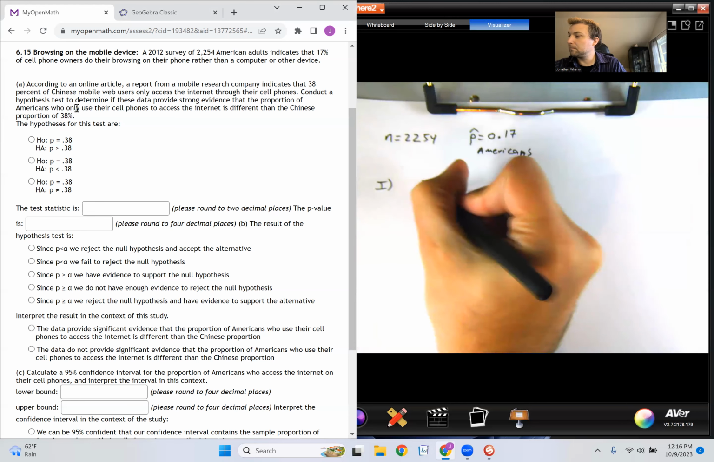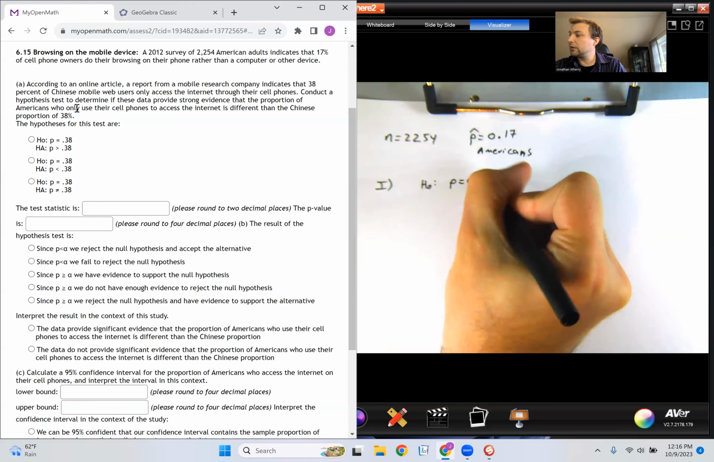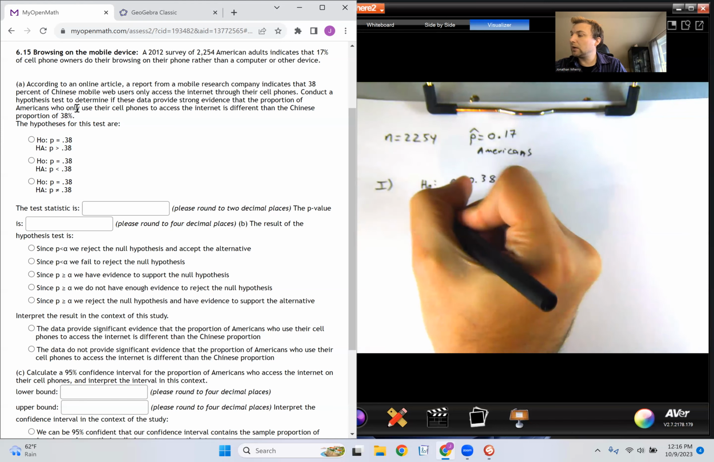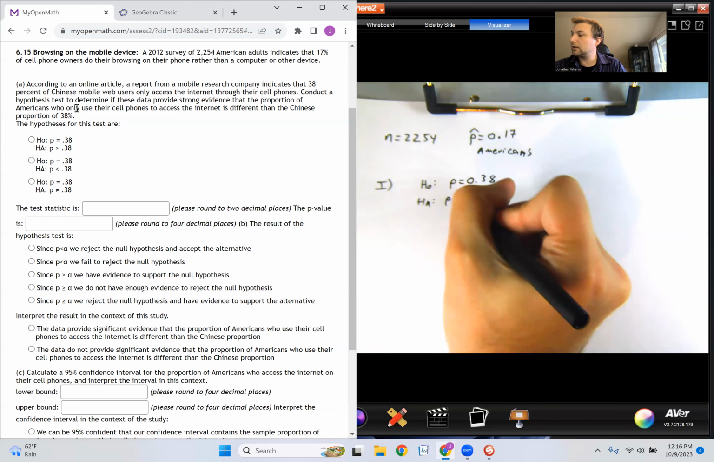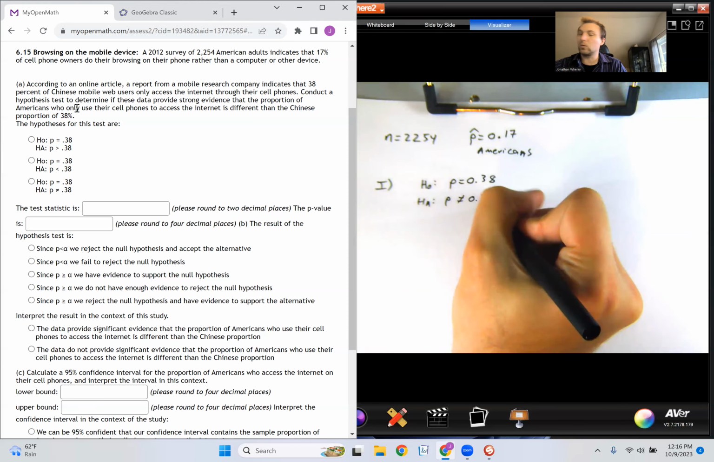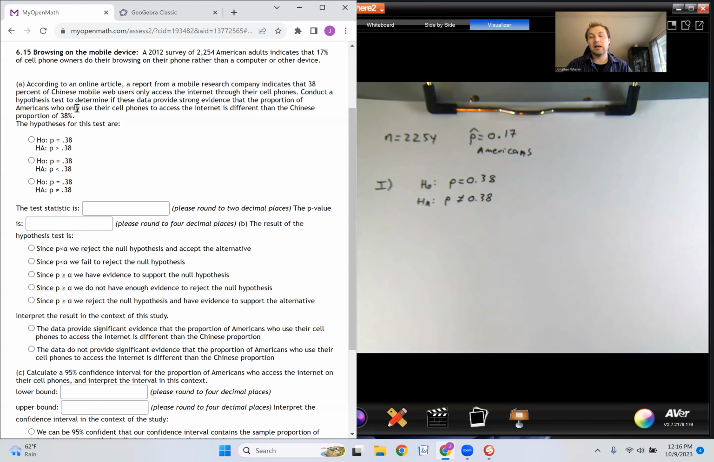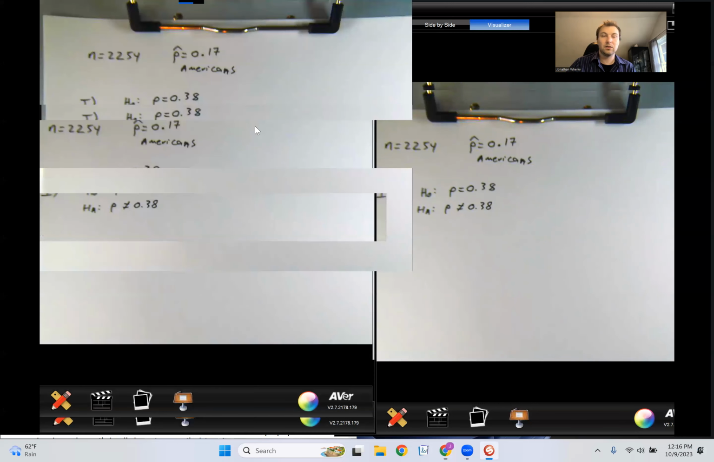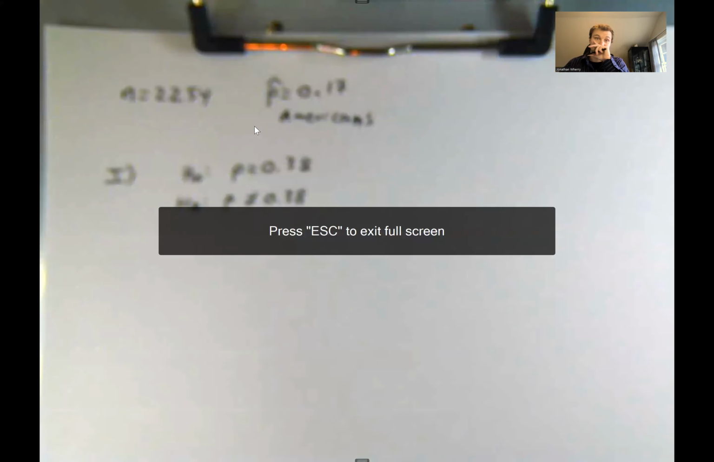The claim is 38%. And we want to test if it's different. So for the alternative, I'm going to have not equals. If it said less than claimed, I would have less. If it said greater, I would have greater. This says different, so I'm testing a two-tailed test. It asked me for the test statistic, that's my z-score, the p-value, and the conclusion in context. And we've got all the information we need here to do this test, so let's make our overhead bigger, and let's check this out together.